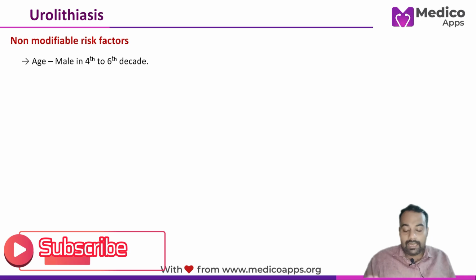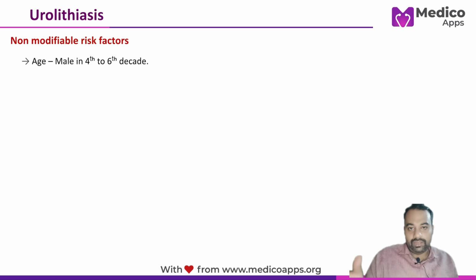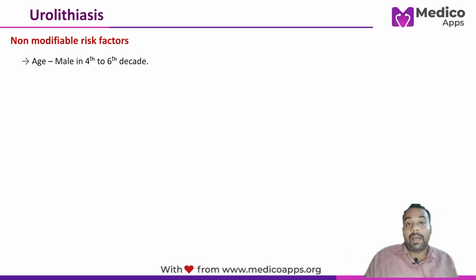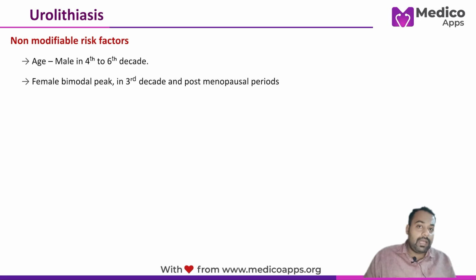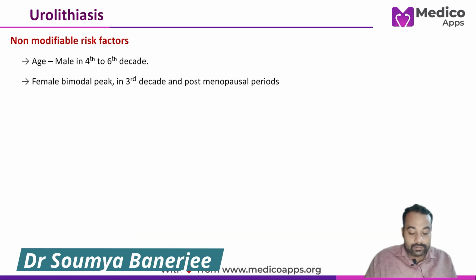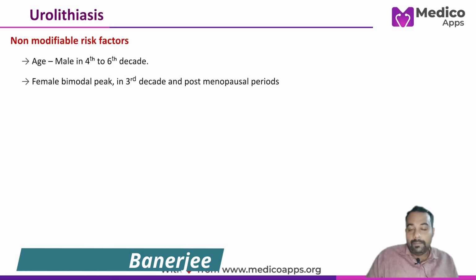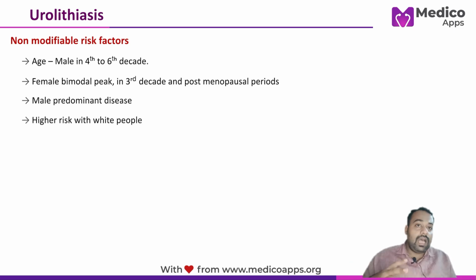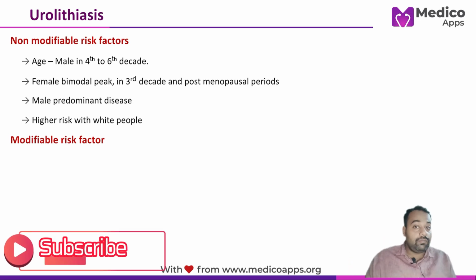But in case of male, it's basically the 4th to 6th decade where the patient comes more often. In case of female, it's always a bimodal peak. Regarding the bimodal peak, one peak is typically seen around the third decade, another around the post-menopausal period. So that is basically the difference here. Now, the higher risk has been seen with typically white races. So, these are the non-modifiable risk factors.